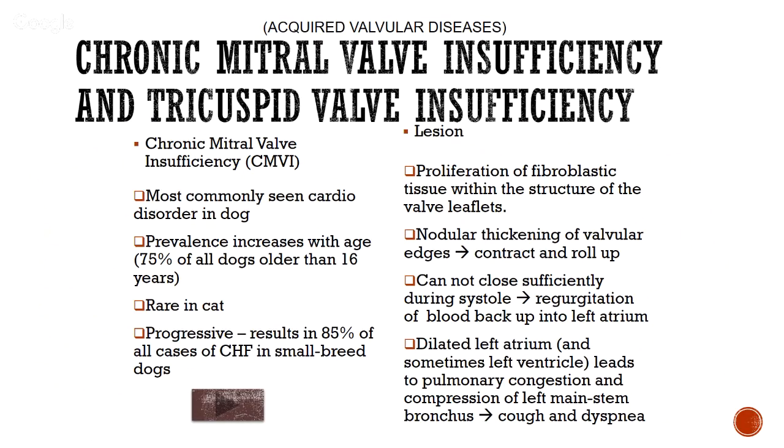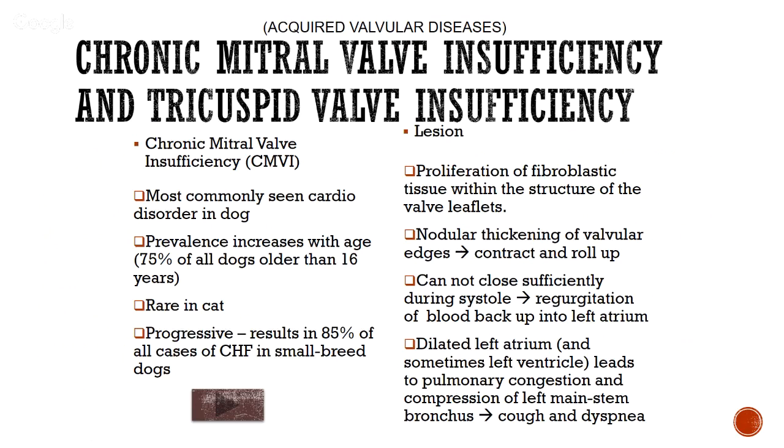The major ones we're going to talk about are chronic mitral valve insufficiency and tricuspid valve insufficiency. The easy thing is you'll see similar signs with both of these. They'll just be on opposite sides of the heart. So the mitral valve is where? On the left side of the heart. The tricuspid valve is where? It's on the right side of the heart. So you have to remember, left-sided failure, right-sided failure, what are the signs that you see?